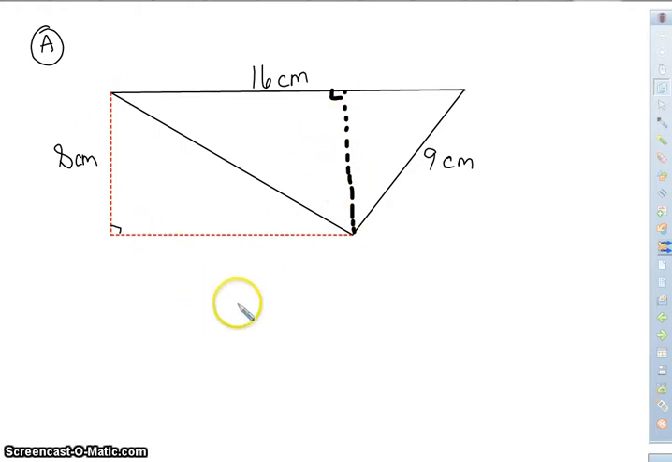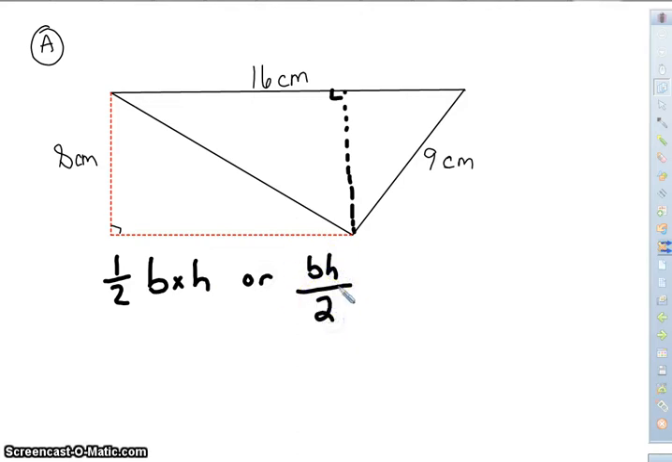So first example again, we have 3 different numbers here, but you're not going to need all 3 numbers, because if you recall our formula being 1/2 the base times the height, or base times height divided by 2, it's going to end up that you only need 2 of those. So we have to identify which one is the base, which one is the height.